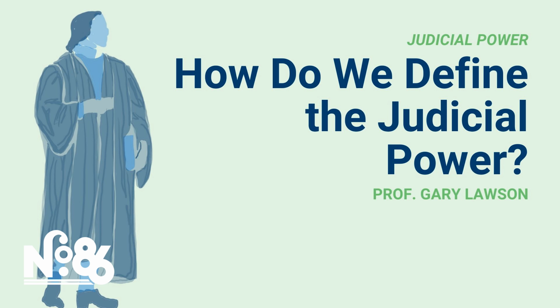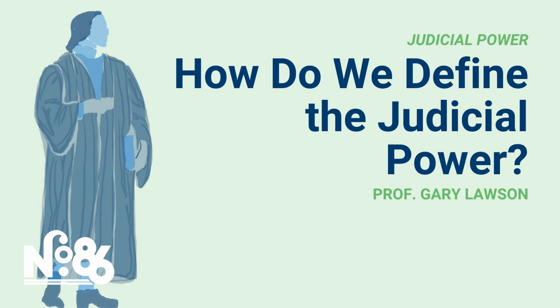Article 3 of the Constitution takes one of the 3 boxes of governmental power, the judicial power, and it vests it in the federal courts, judges who hold tenure during good behavior and have guarantees against diminishment in salary while in office. What is the judicial power? That turns out to be a surprisingly difficult question.